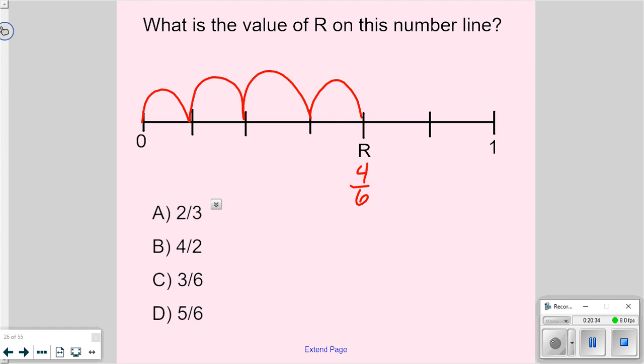Bryson, what'd you find? 2/3. Any me two signals on 2/3? Bryson, 2/3 only has 2 pieces, and this has 4 pieces. Are you sure? Yeah. How do you know? Because when I pull out 4/6, I've got 4 pieces, and you're telling me that something with only 2 pieces is going to work? Why? Because it might not look the same, but it's still the same value.